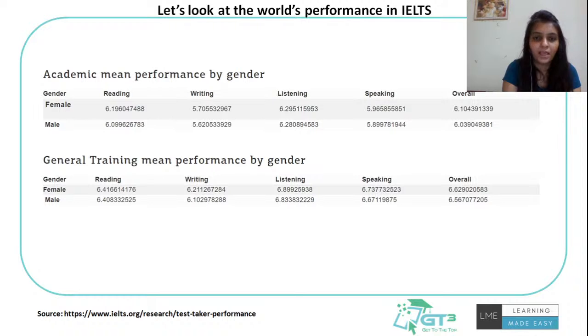Now let's move further and give you some short performance details. Let me give you the world's performance details in IELTS. For academic, by gender, it was 6.10 bands overall for female. The male were having 6.03 for academic overall band scores. However, the writing and speaking modules are quite less, and in listening, people are doing quite good.